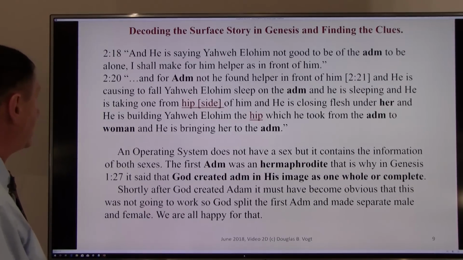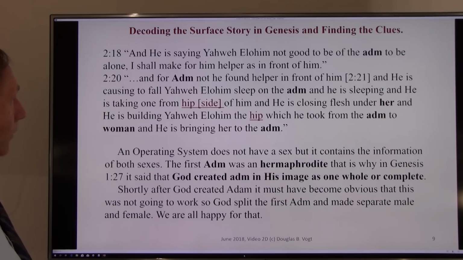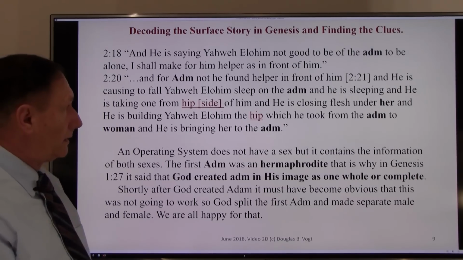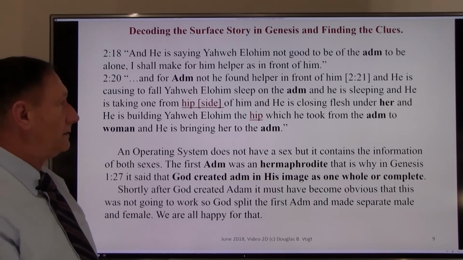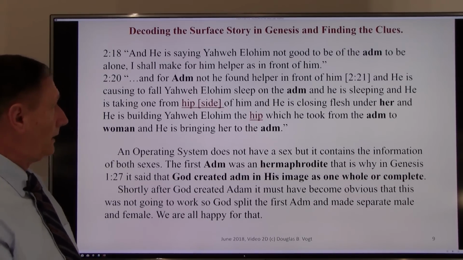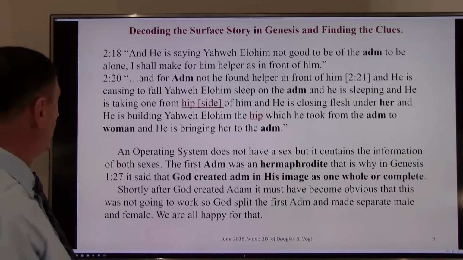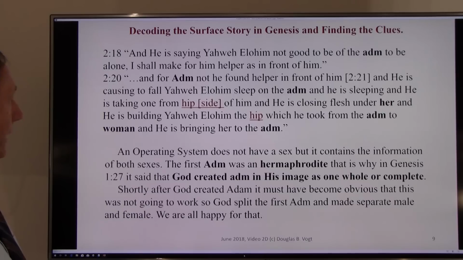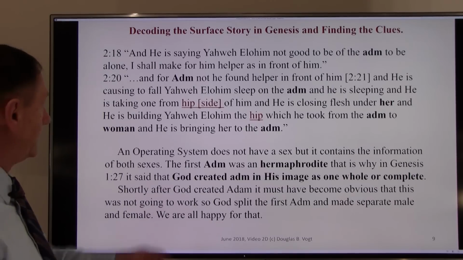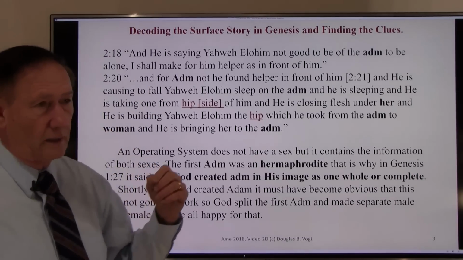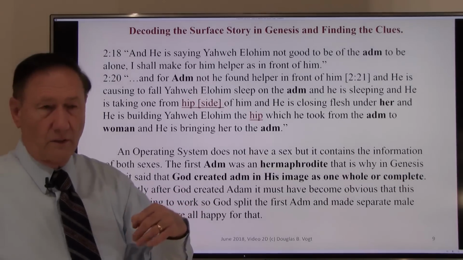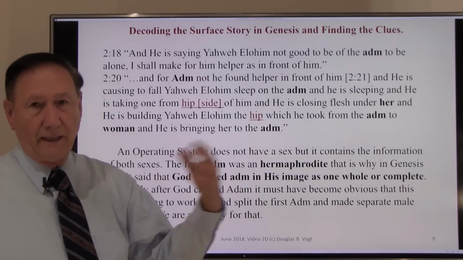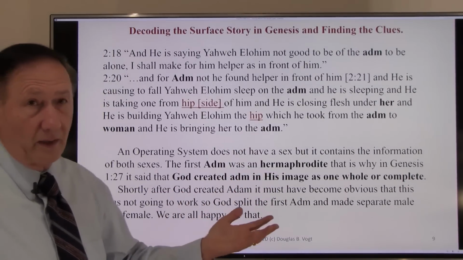In Genesis 2:18, he is saying, Yahweh Elohim: not good to be of the Adam, it's Aleph, Demin, Mim is actually how they spell it. So Adam, to be alone, I shall make for him a helper as in front of him. This is when Adam is supposedly naming the animals that God creates, and he names them. But he doesn't have anybody.